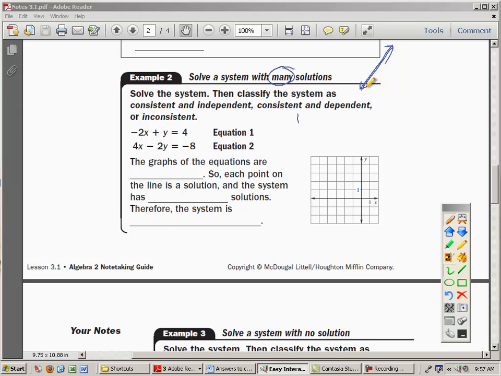So again, the only way to graph something that's in standard form, negative 2x plus y equals 4, is we have to find the x and y intercept. So to find the x intercept, that's when y is equal to 0. I get x equals negative 2.